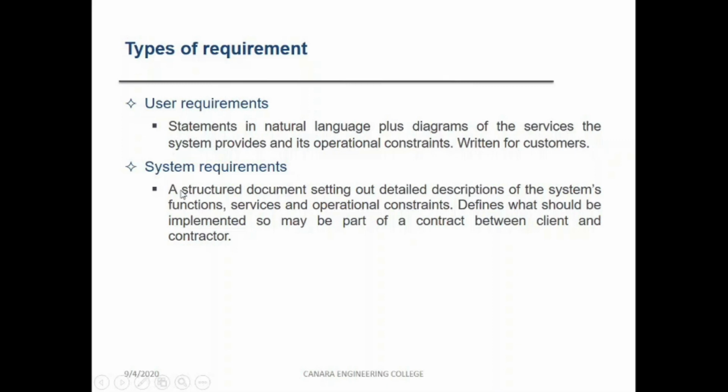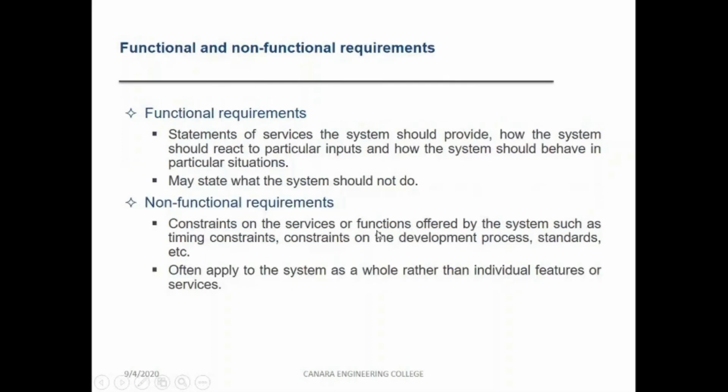Whereas a system requirement is documented in diagrammatical notation, and details which functions have to be designed and by which team. It is also a contract between the client and the contractor, where the contractor is nothing but the developer.